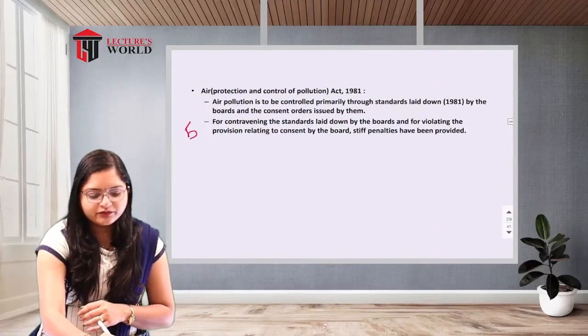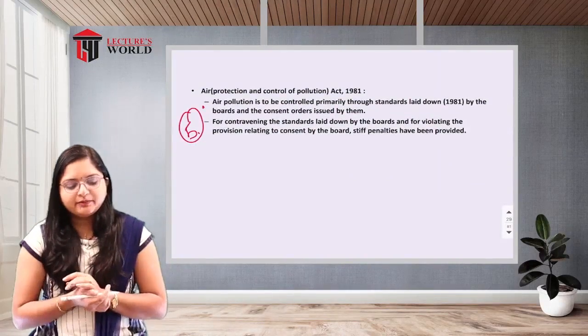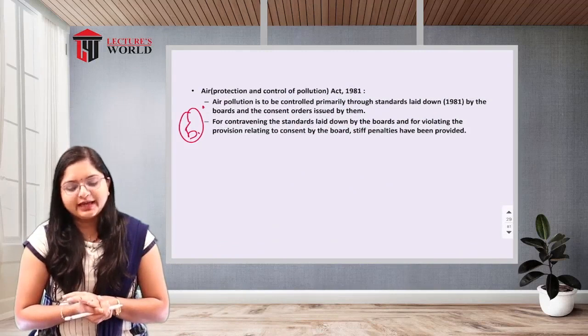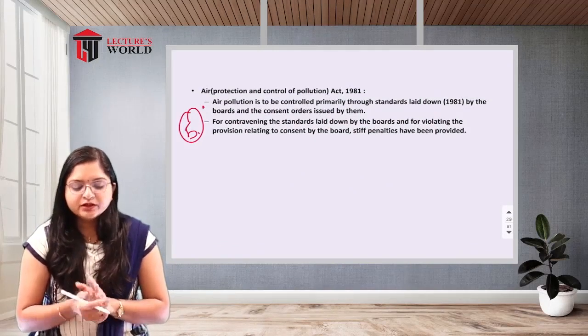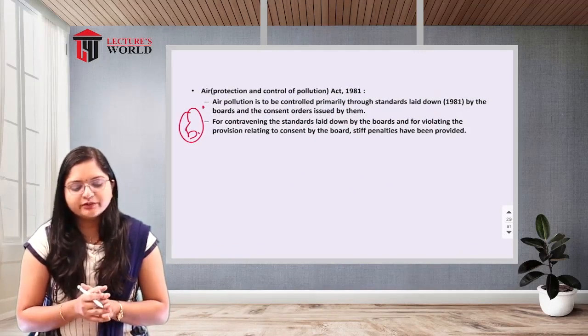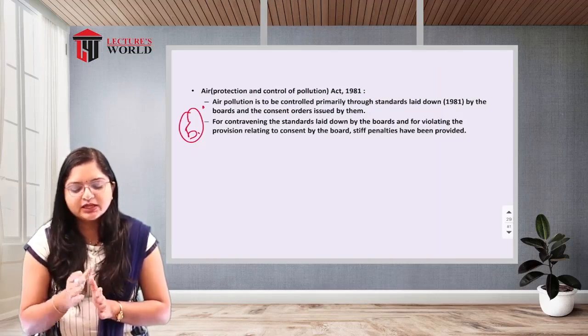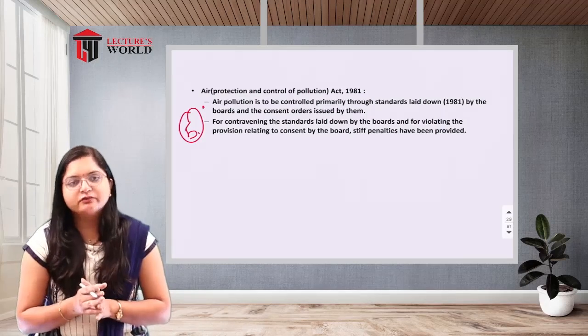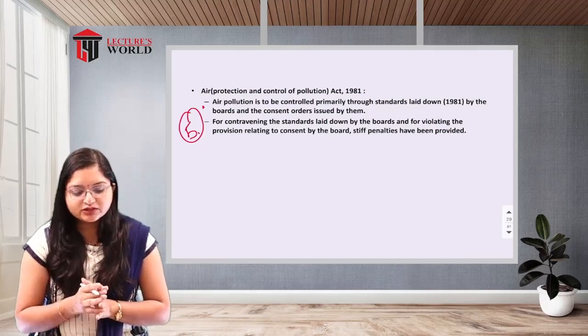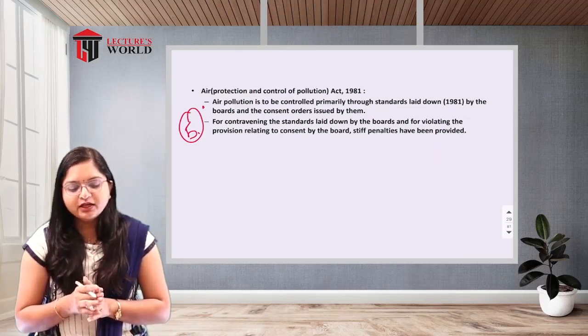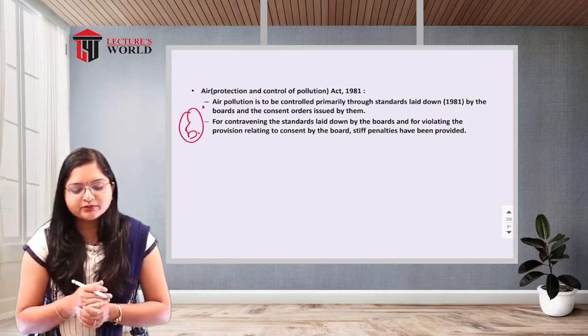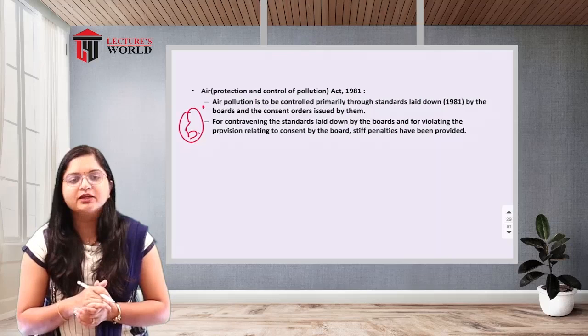Then number 5, the Air Protection and Control of Pollution Act, which is in 1981. So air pollution is to be controlled primarily through standards laid down by the boards and the consent orders issued by them. For contravening the standards laid down by the boards and for violating the provisions relating to the consent by the board, stiff penalties have been provided.